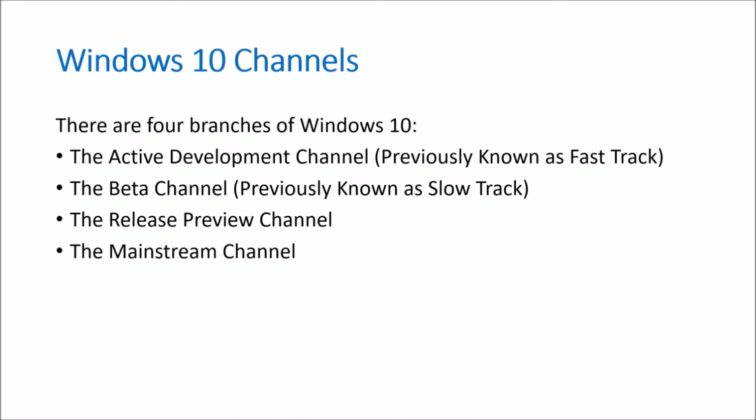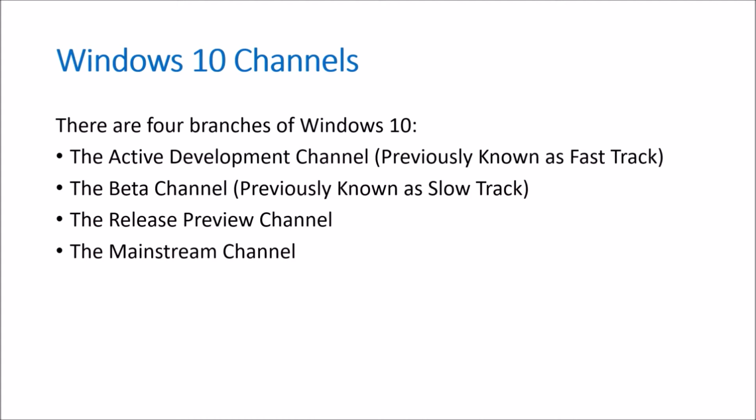So if we're going to uninstall an update and we're running the active development channel, it's most likely going to be a feature update we need to uninstall. And for the mainstream channel, the most problematic update, as mentioned, is more likely to be a feature update. However, quality updates occur a lot more often than the feature update.